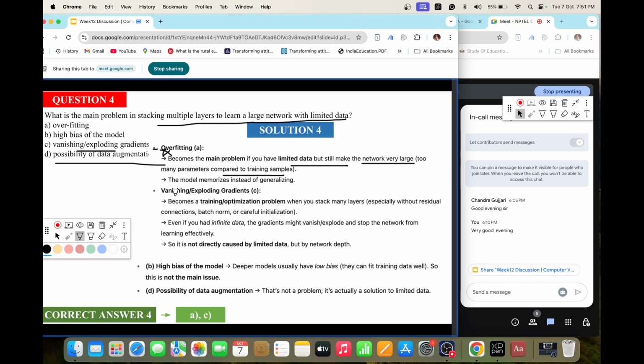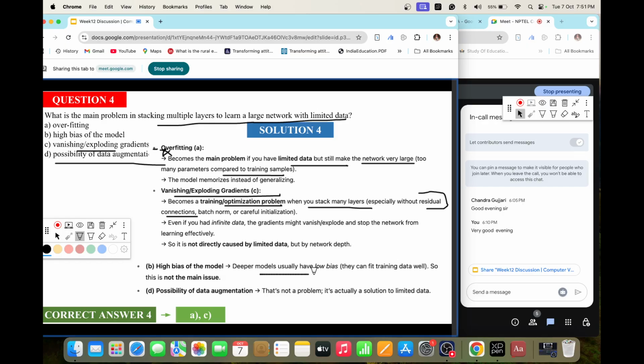And vanishing gradient is definitely a training optimization problem when you stack many layers, especially without residual connection, batch norm, or careful initialization. That is why residual connection is required. Residual connection was introduced in the ResNet model to deal with this vanishing and exploding gradient problem.